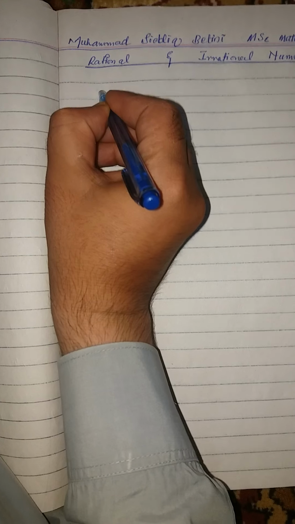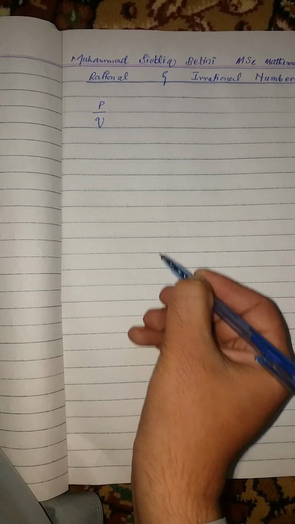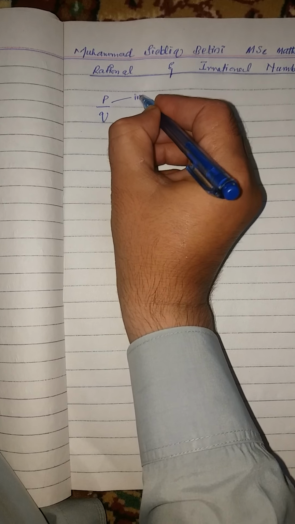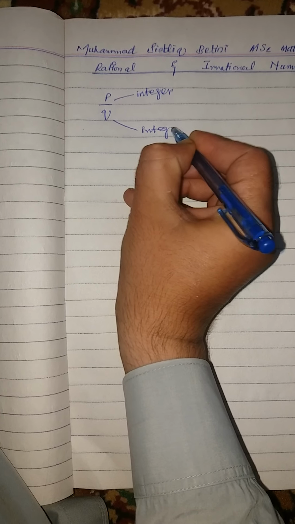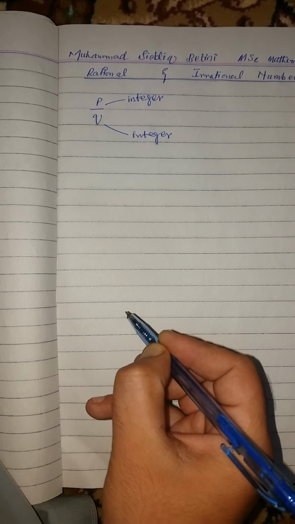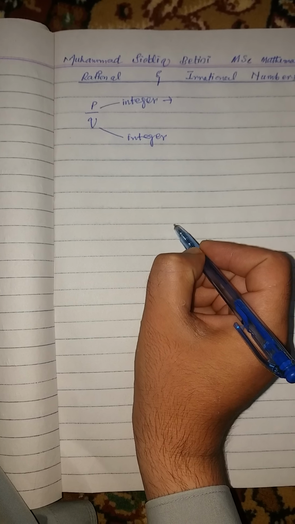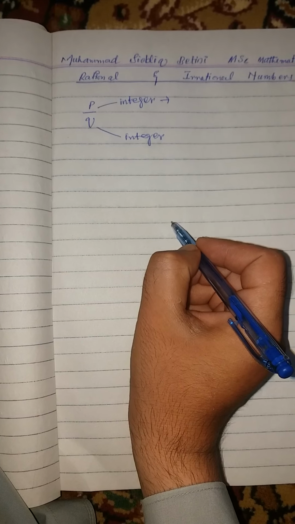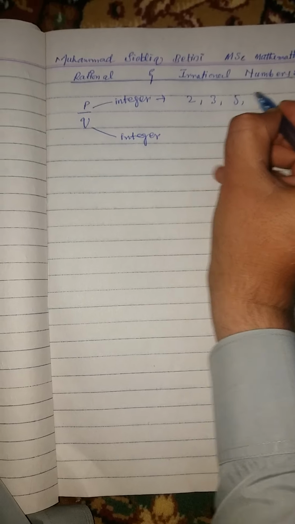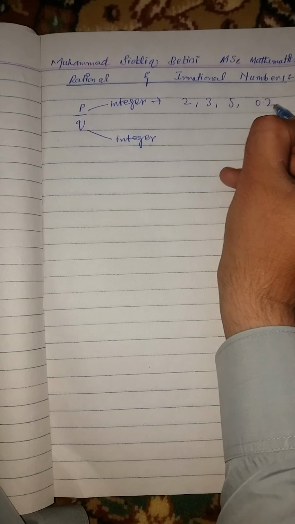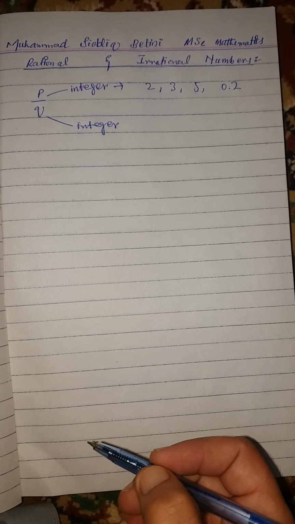These are numbers which can be written in the form of p upon q. What does this mean? Here p is an integer, and q is also an integer. What does integer basically mean? Integer means a complete number, which is not in decimal form. 2 is an integer, 3 is an integer, 5 is an integer, but 0.2 is not an integer. This is a decimal. So these are integers.